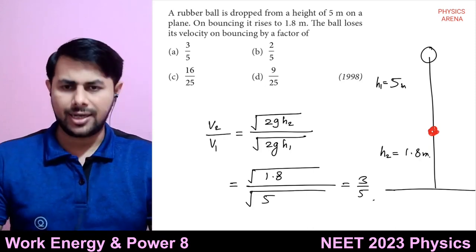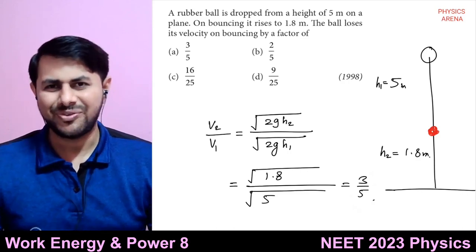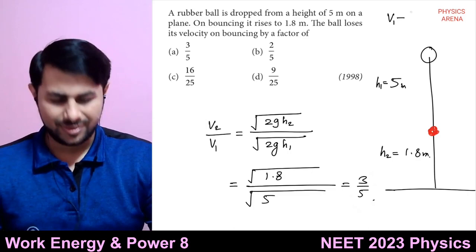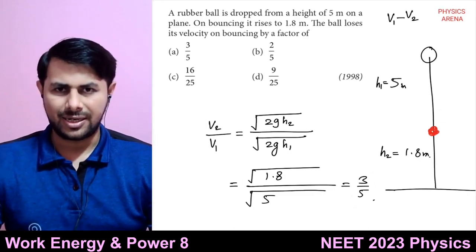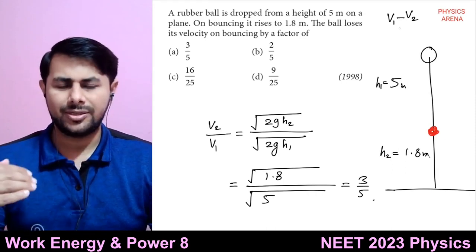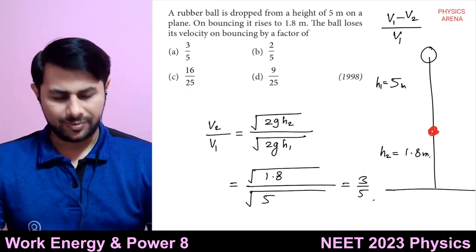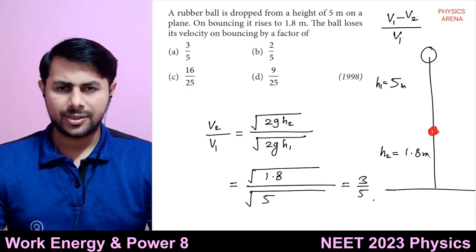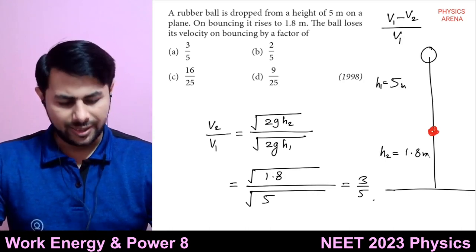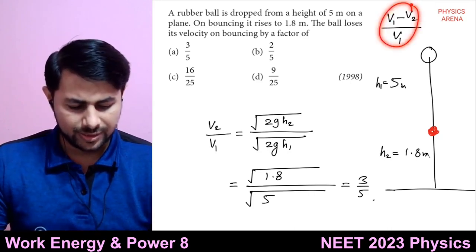So is this the answer? What will be the loss in velocity? So it will be v1 minus v2, right? v1 minus v2. This is the loss in velocity. And you want the factor of that. By what factor? To the initial velocity. Okay, does it lose the velocity? This is the question, right? So this is the thing that you have to find out. How much will this be?